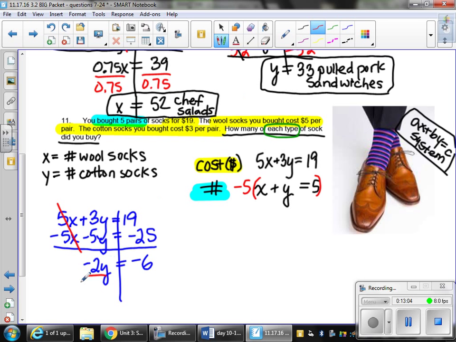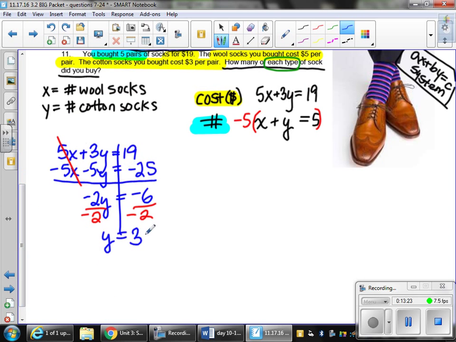Divide both sides by negative 2. I'm glad to see that because now I know I'll have a positive result. y equals 3. What does this mean? Let's go back and look at how our variables are defined. y represents the number of pairs of cotton socks. So y equals 3 pairs of cotton socks.